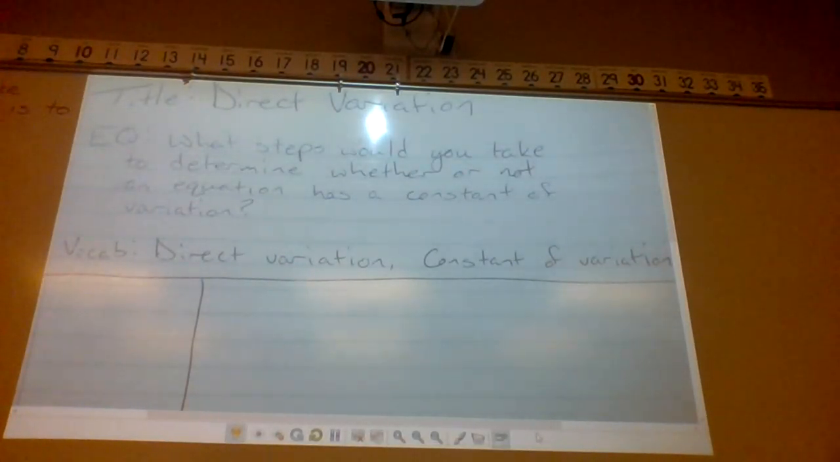So today we are working with direct variation. It's going to be very similar to yesterday. An essential question is, what steps would you take to determine whether or not an equation has a constant of variation? Vocabulary is direct variation and constant of variation. What does variation mean?